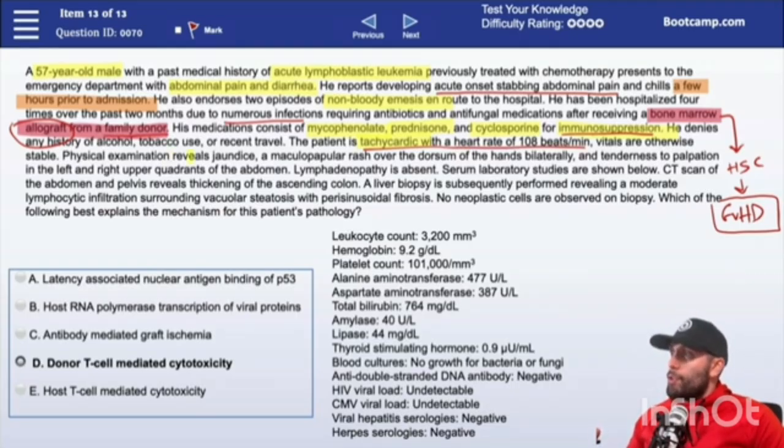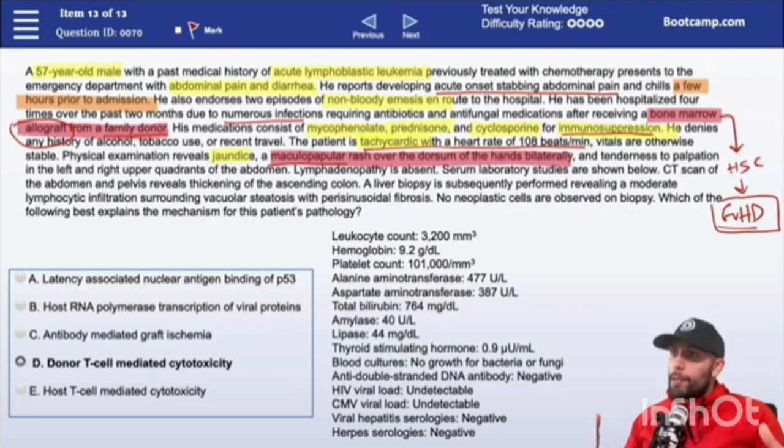So physical exam reveals jaundice, maculopapular rash over the dorsum of the hands bilaterally. Let's stop right there. That's particularly high yield. Again, what are the key things I'm looking for? I already have graft versus host disease on my radar just from reading that the patient had a bone marrow allograft from a family donor. Now you tell me there's a maculopapular rash. Remember, maculopapular rash is a classic descriptor of something we would see in a graft versus host disease patient.